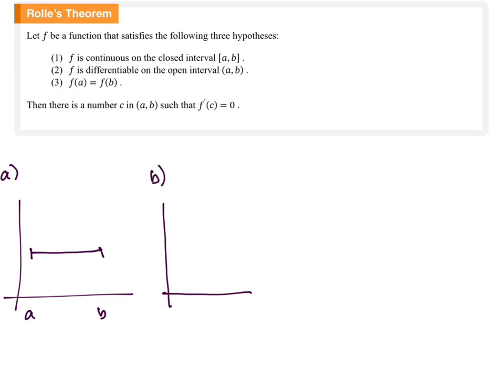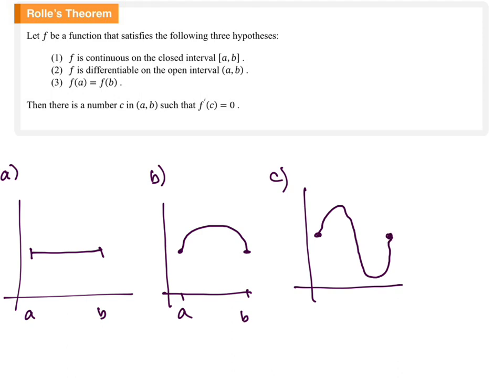Option B, we could have something that has a maximum between A and B. We could have something that starts at A and goes up and comes back down and then comes back up to B. And lastly, we could have something that looks like an upside down parabola-ish. Okay. So these are 4 different cases where this is true.